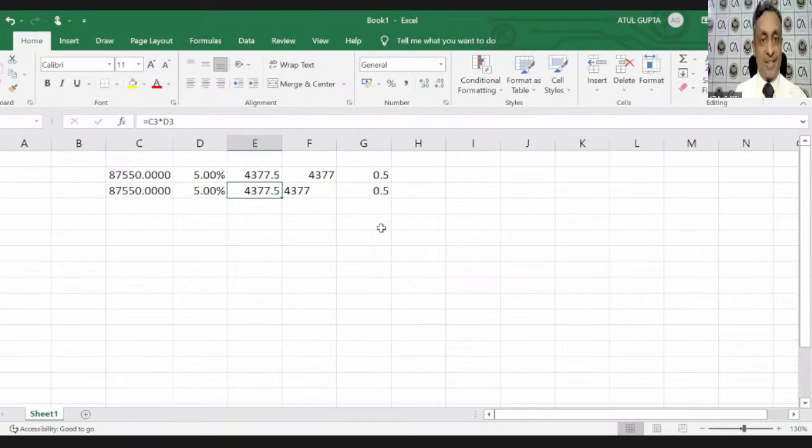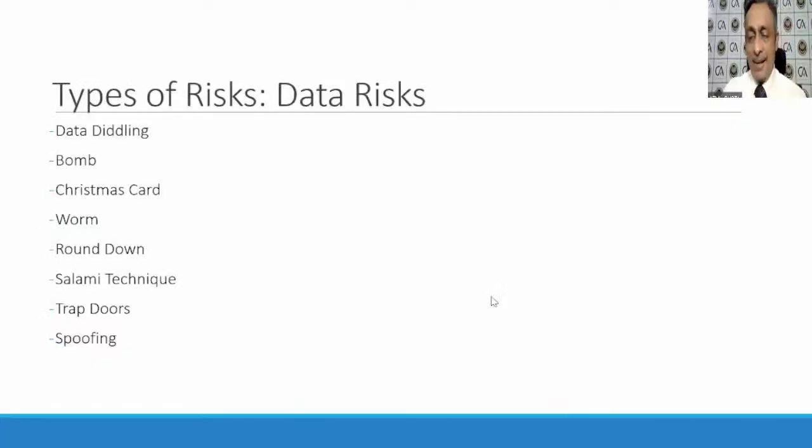Let us go to our slide. So round down and salami. Then trapdoors. Now this is technical. Trapdoors are like doors which are there to capture unauthorized persons who are entering. So these are used to capture unauthorized entries in a system.